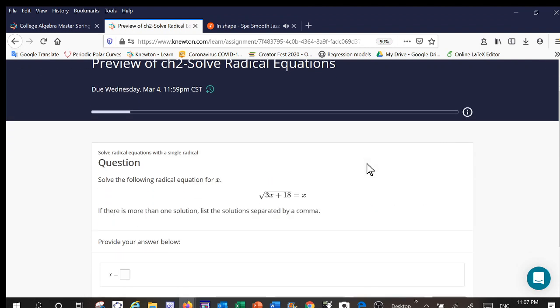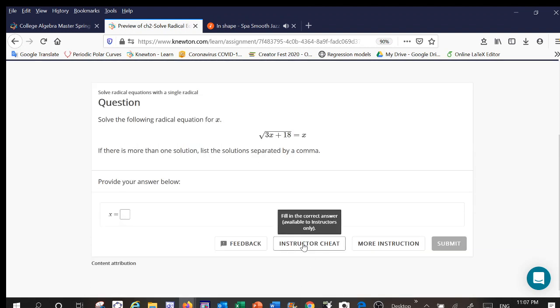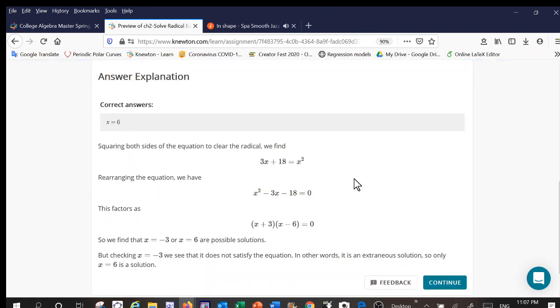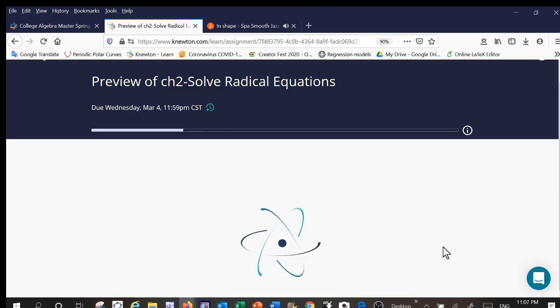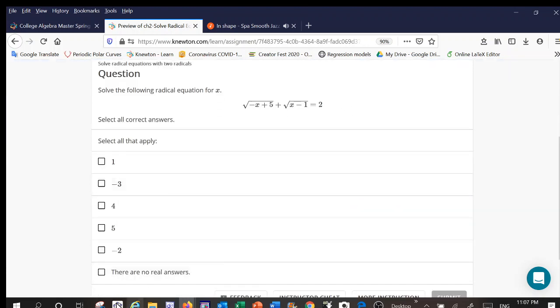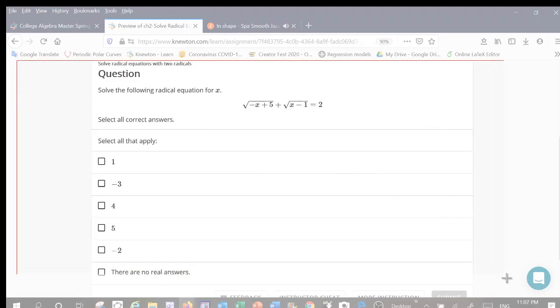Now, this one is similar, so I'm just going to let you do it. See if you can see something that is a little different from what we just did. Yeah, this one is a little different because it has what? It has 2 radicals.